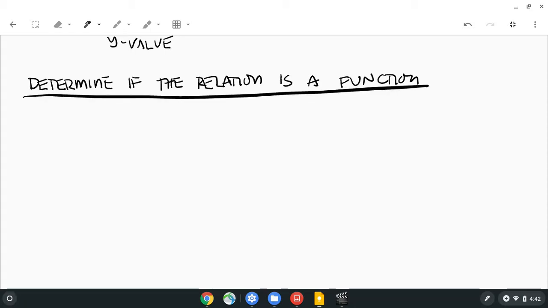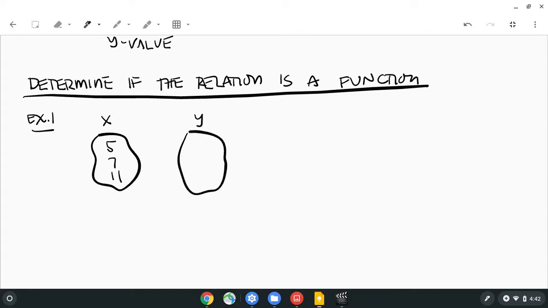Okay. All right. So let's take a look at this first example. Suppose that my x's are made up of 5, 7, 11. And suppose my y values are made up of 4, 6, and 10. And suppose that 5 maps to 4, 7 maps to 6, 11 maps to 10. So tell me, do you guys think this represents a function or not?